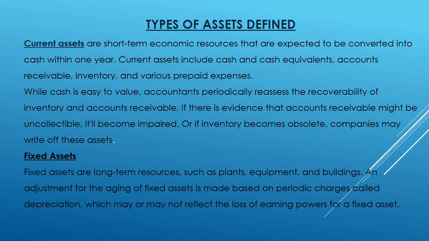Fixed assets are long-term sources such as plants, equipment, and buildings. An adjustment for the aging of a fixed asset is made based on periodic charges called depreciation, which may or may not reflect the loss of earning power for a fixed asset.